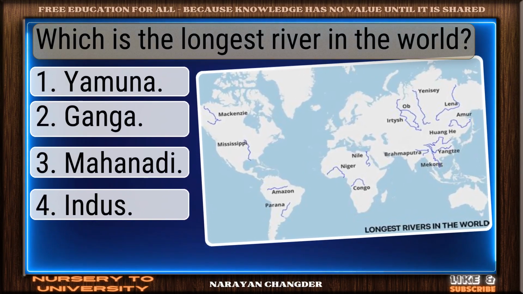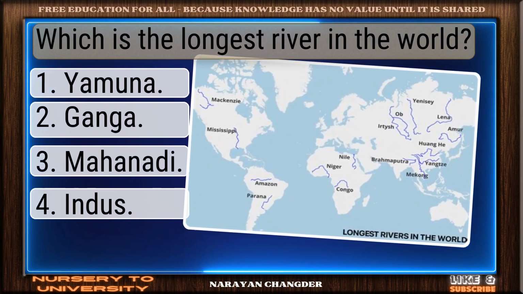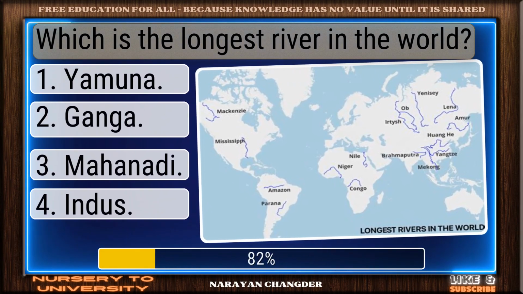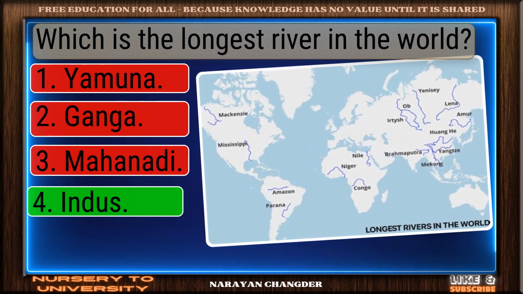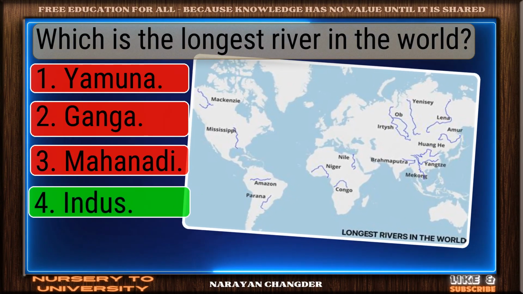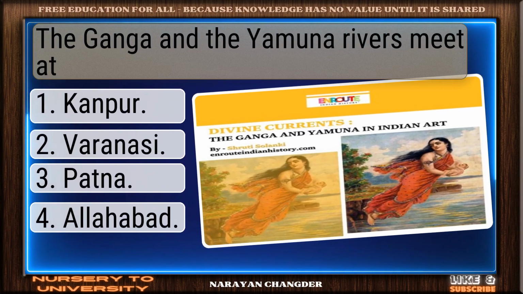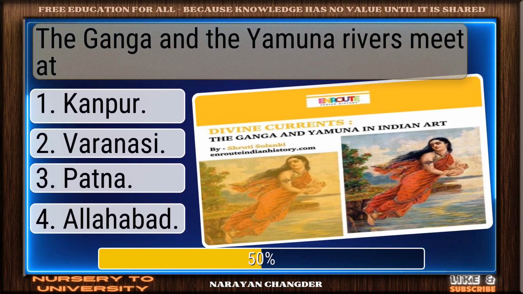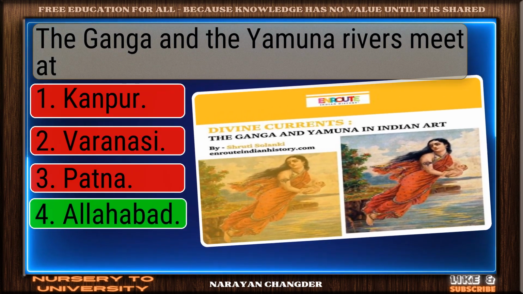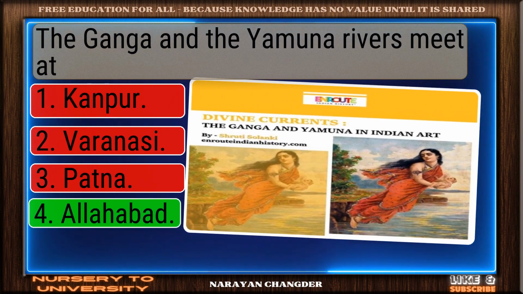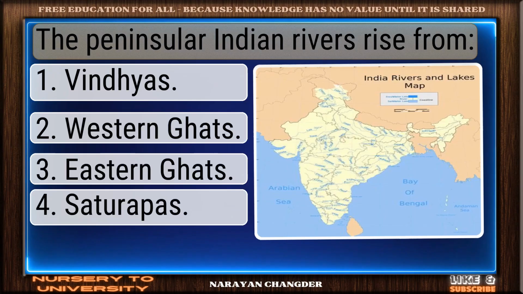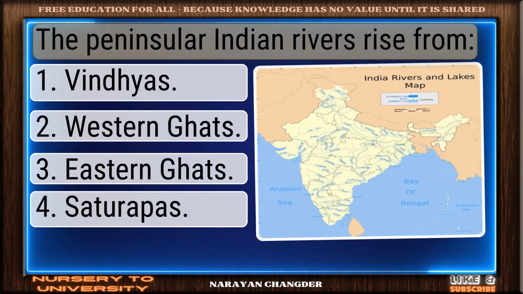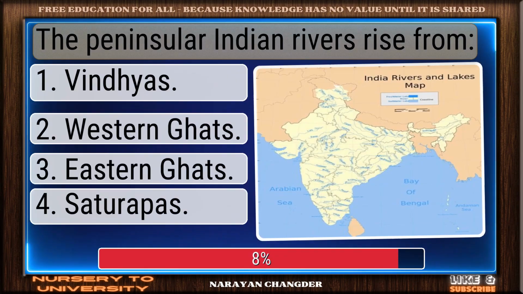Question number 145. Which is the longest river in the world? Good job. Your answer Indus works well here. Question number 146. The Ganga and the Yamuna rivers meet at? Solid response. Allahabad is a valid choice. Question number 147. The Peninsula Indian rivers rise from?